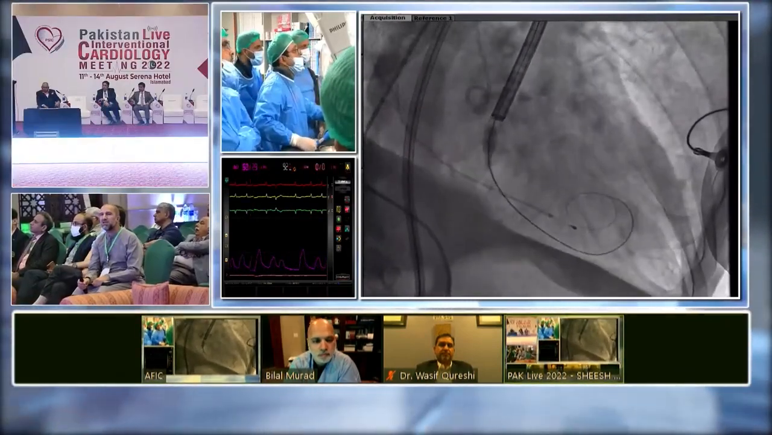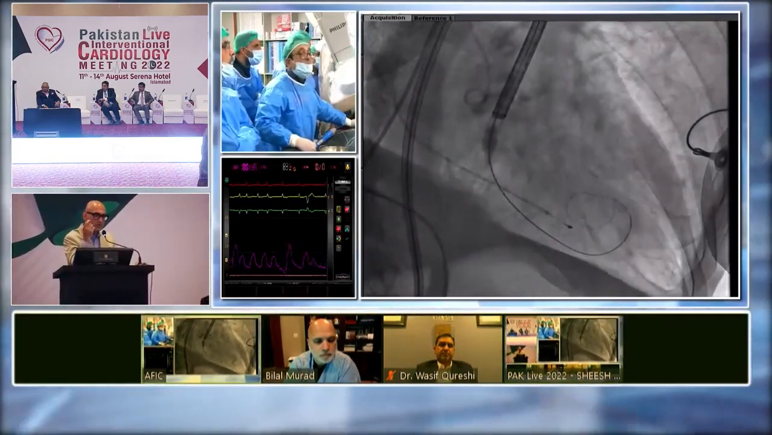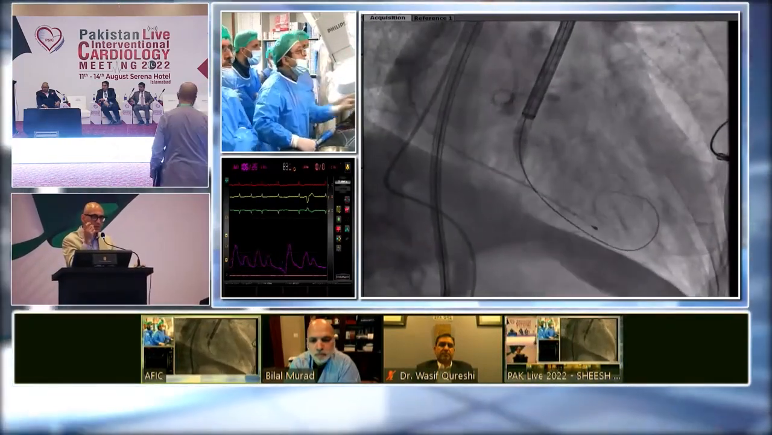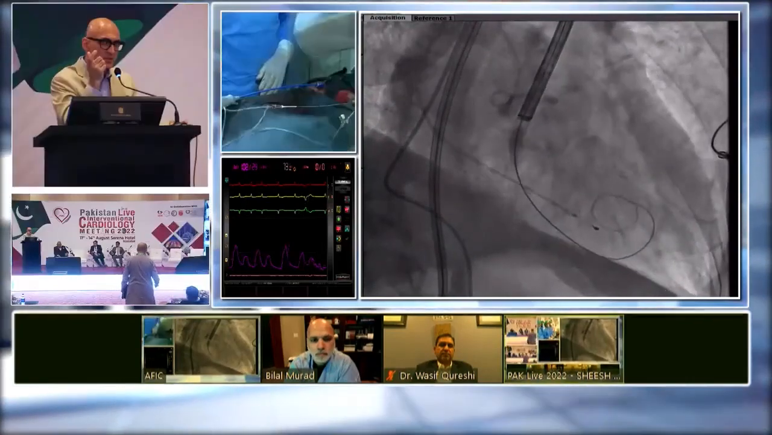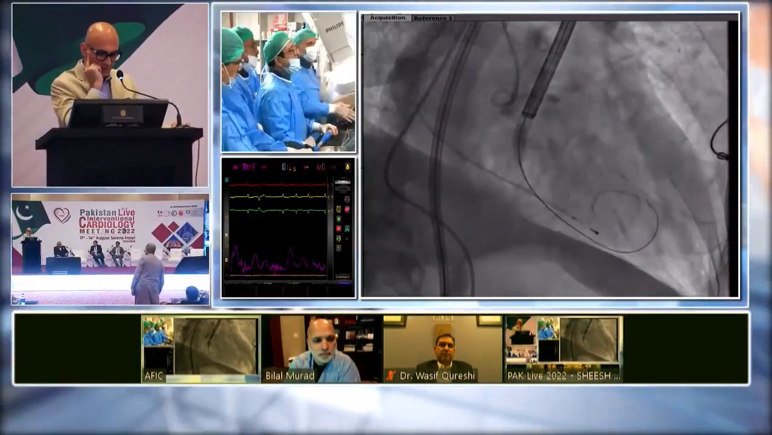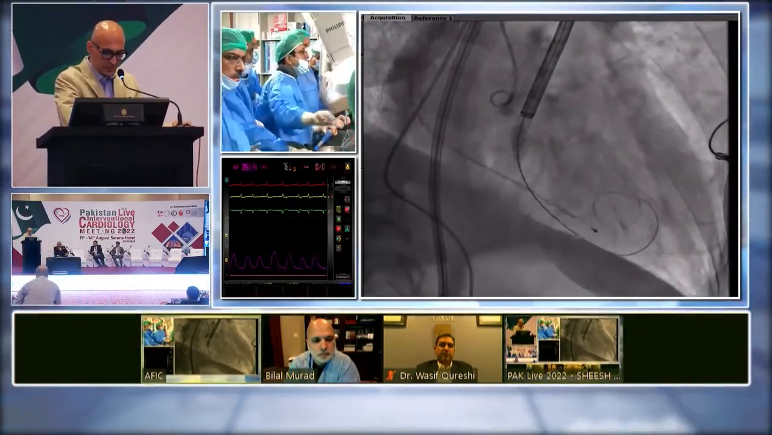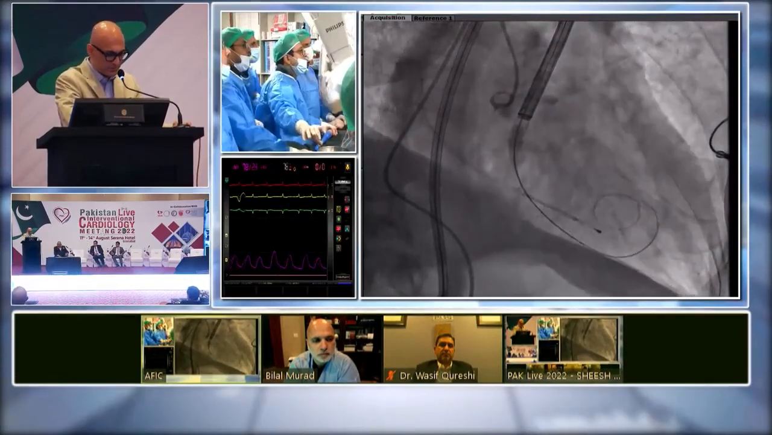So the data for stroke prevention, I'll address that question, is not clinical. It's mostly MRI infarct size. So devices are available. They're not widely used yet. They're not available in Pakistan. Bilal and Wasif, are you guys routinely using neuroprotection?